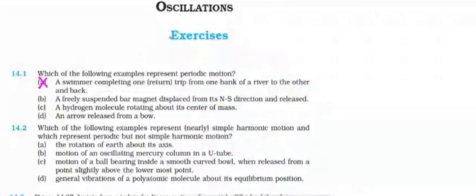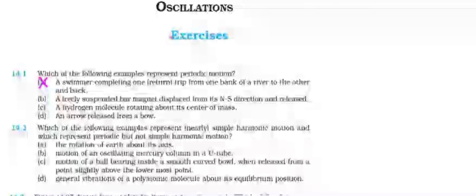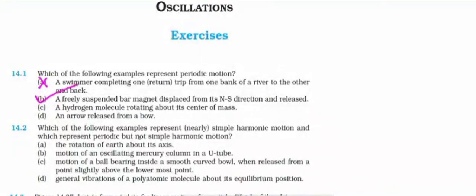Next, a freely suspended bar magnet displaced from its north-south direction and released. So you can see a freely suspended magnet. It attains north-south direction due to the interaction of Earth's magnetic field. Once it is displaced from its mean position, it will come back to the mean position, but it cannot stay back there. It goes to the other side, so the motion will be repeated, and it can be considered as an example for periodic motion.